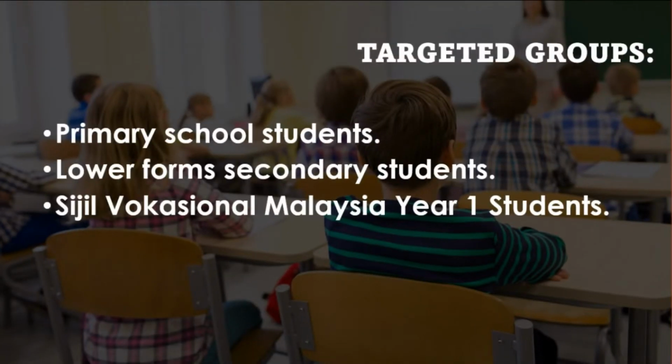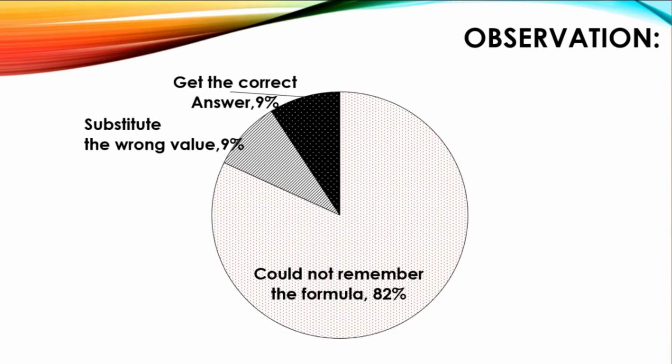Our targeted groups are primary school students, lower form secondary students, and SIBU Vocational Malaysia Year 1 students. Based on our observation, our students face a lot of problems when we are teaching on the topic of surface area. Firstly, 82% of the students could not remember the formula. Meanwhile, 9% of our students substitute the wrong values in the formula. Only 9% of the students could apply the formula and get the correct answers.